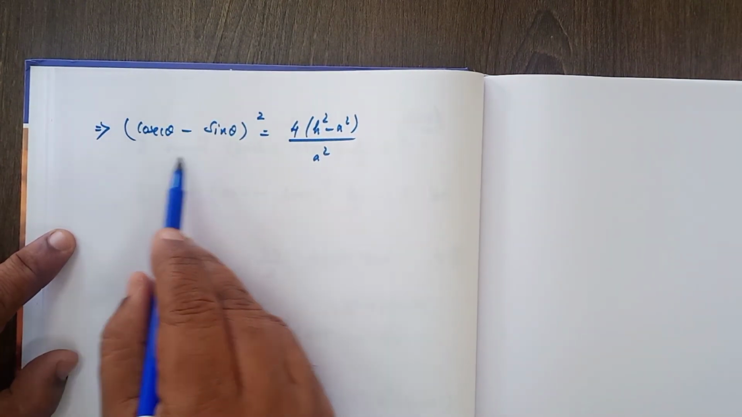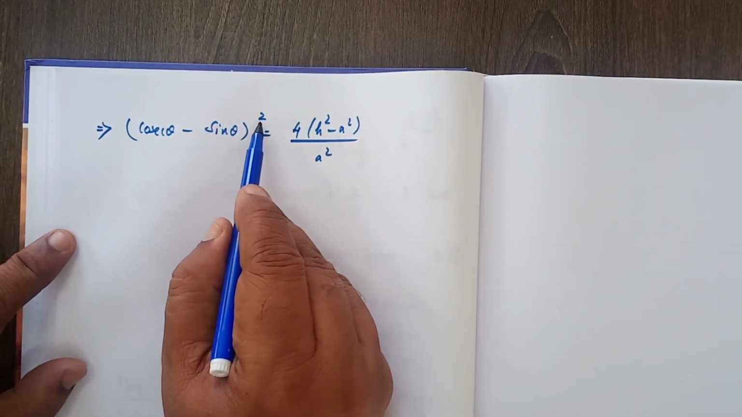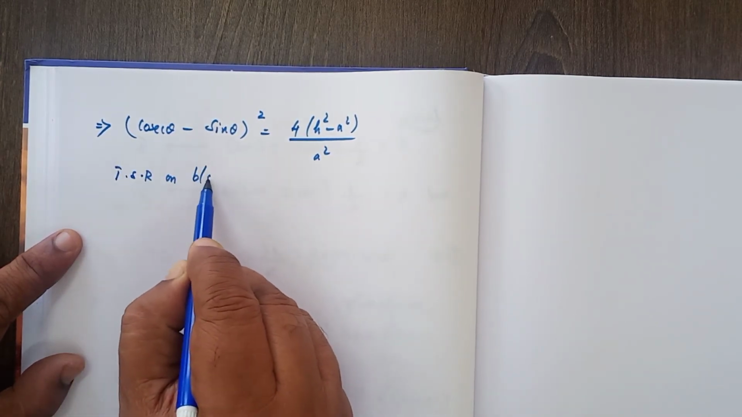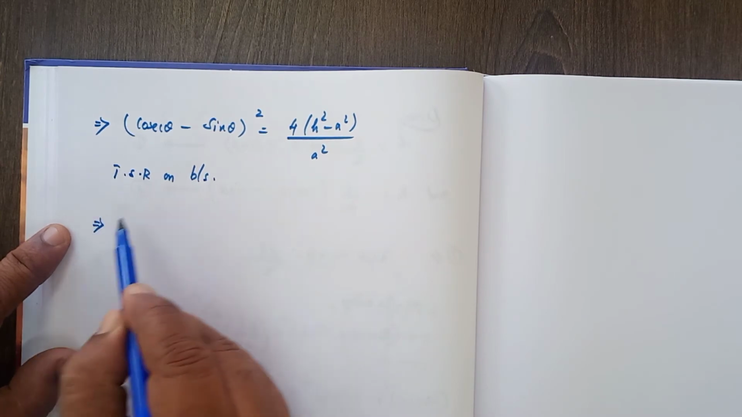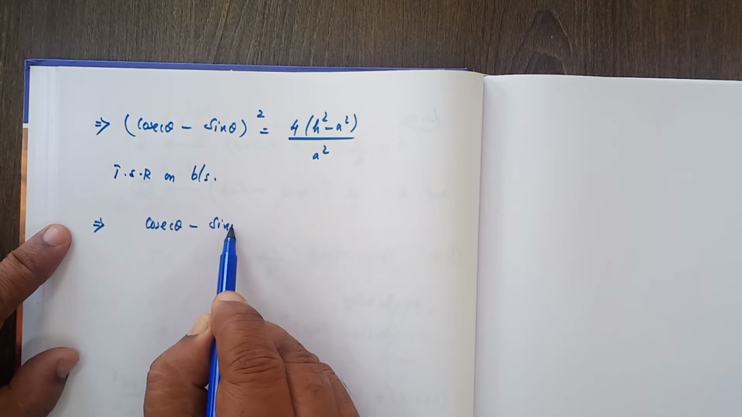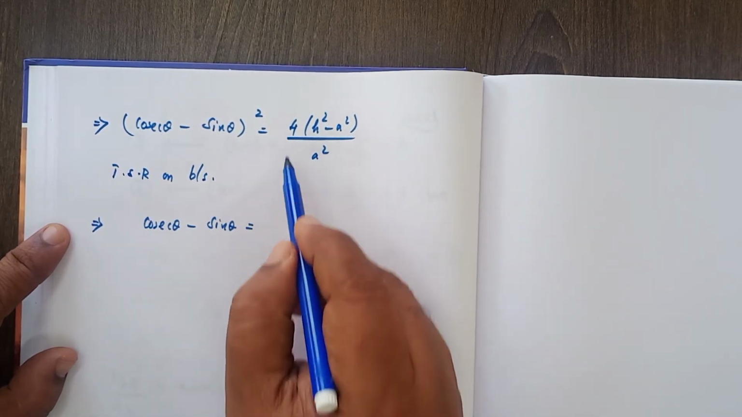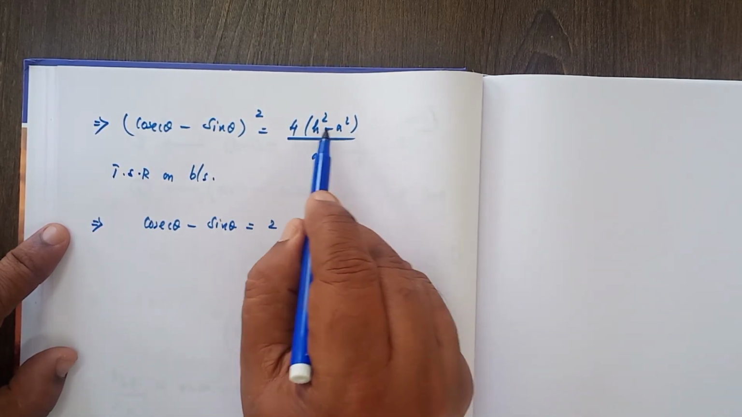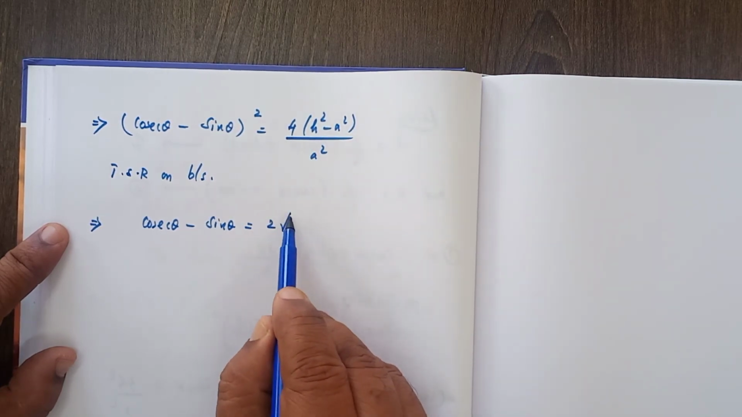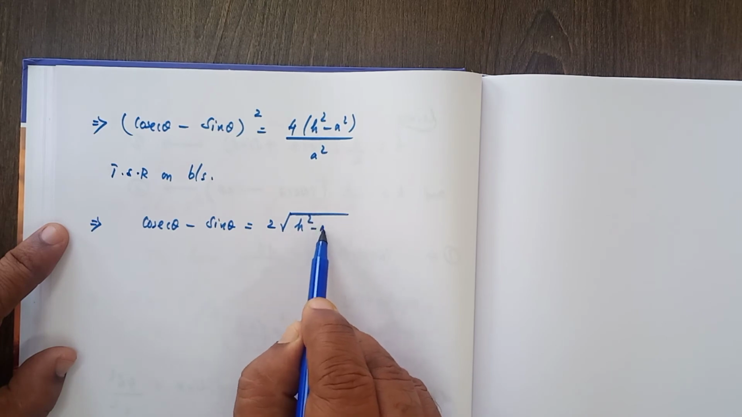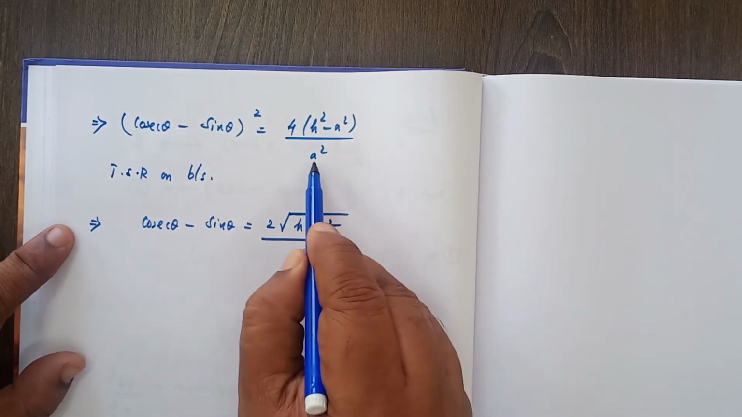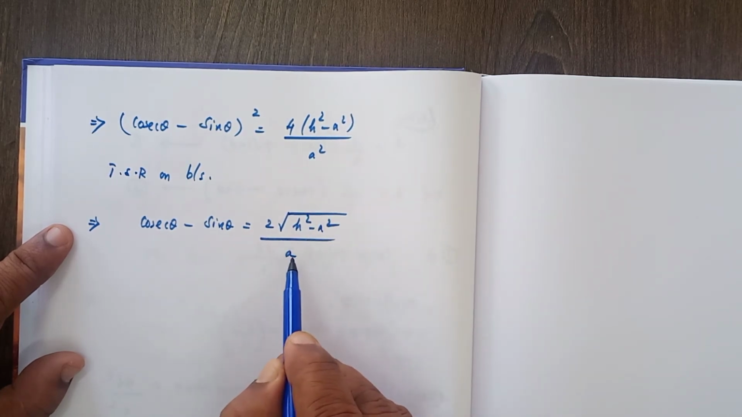Now we need cosecant theta minus sine theta. The square has to be eliminated. For that, taking square root on both sides. If we take square root, the square will be eliminated. You will be getting only cosecant theta minus sine theta. Square root of 4 is 2. In between the double perfect square we have minus, so the entire expression is to be written inside the square root. Square root of h square minus a square divided by a square root is a.